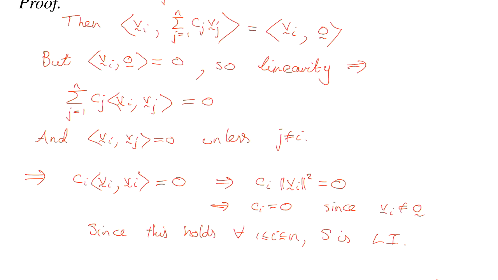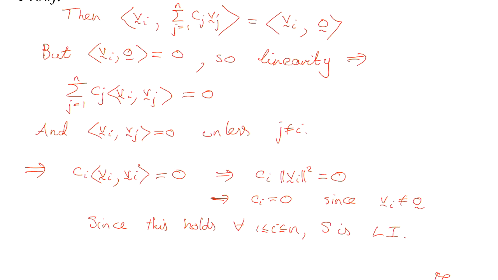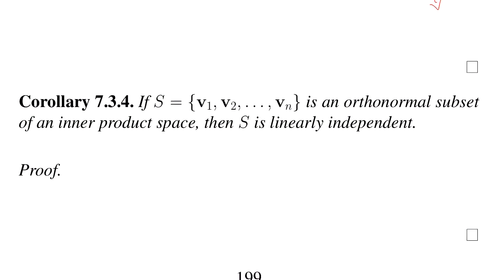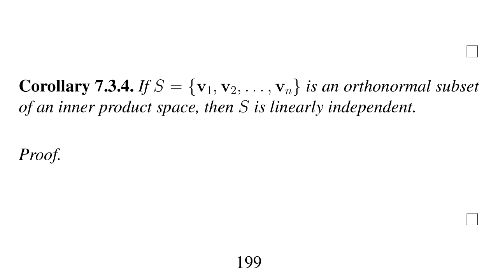Okay, does that make sense? So every orthogonal set of non-zero vectors is independent. And as an immediate corollary, that means every orthonormal set is just immediately independent, right? Because if you're a unit vector, you're not the zero vector. Because if you're a unit vector, you have length 1, which means you don't have length 0, so you're not the zero vector.